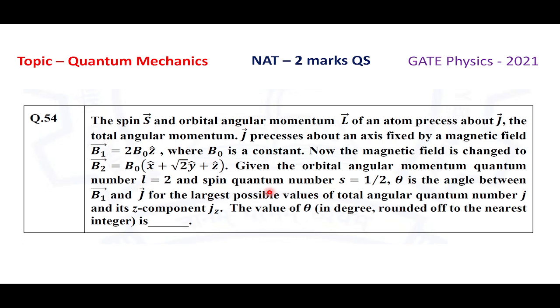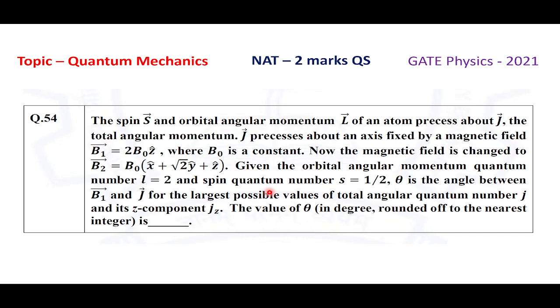Among that range, you have to pick the maximum value of j, and for that j value you will have multiple jz values that range from minus mj to plus mj. So you have to pick the maximum, plus mj value. So that's the condition given here.